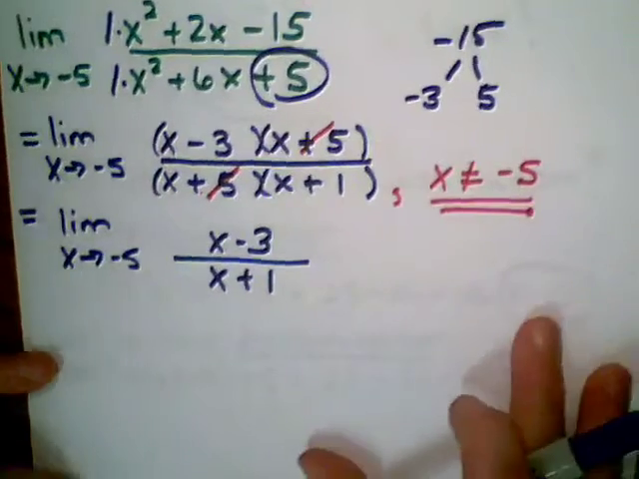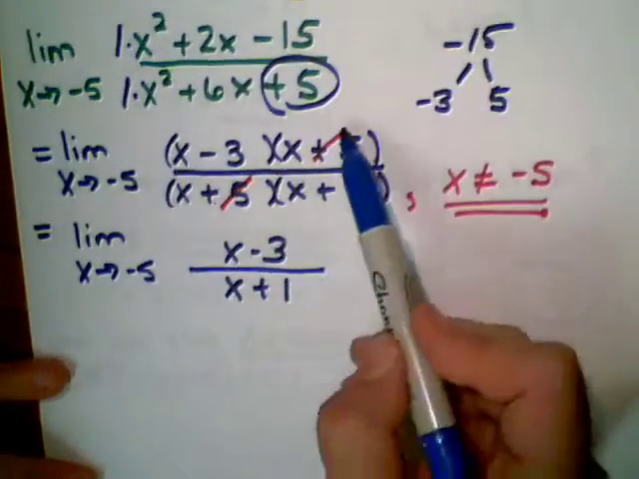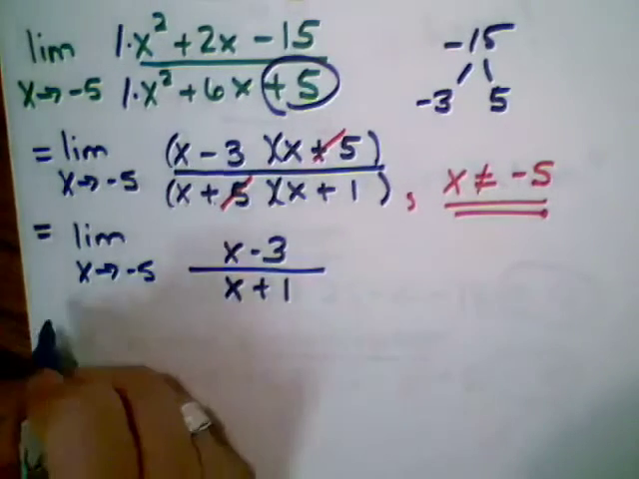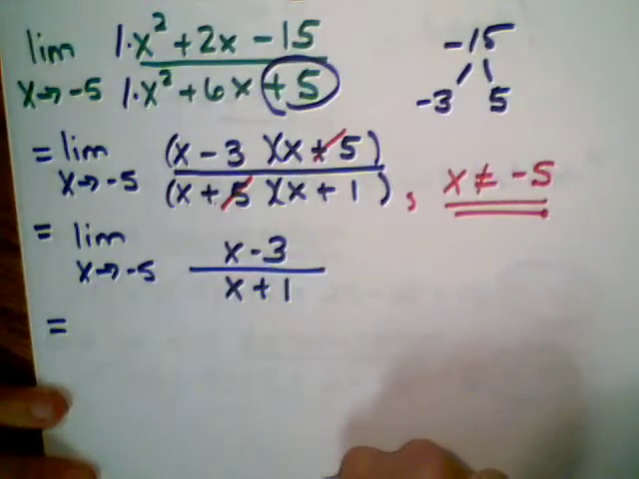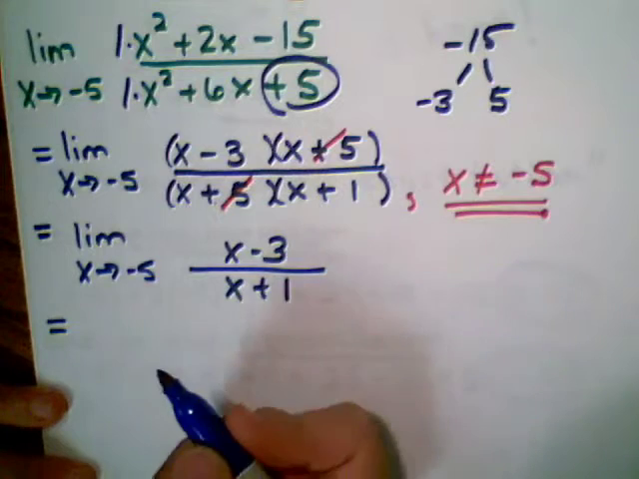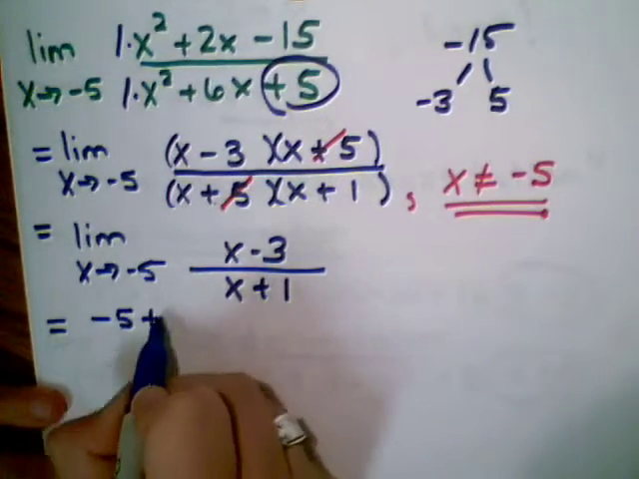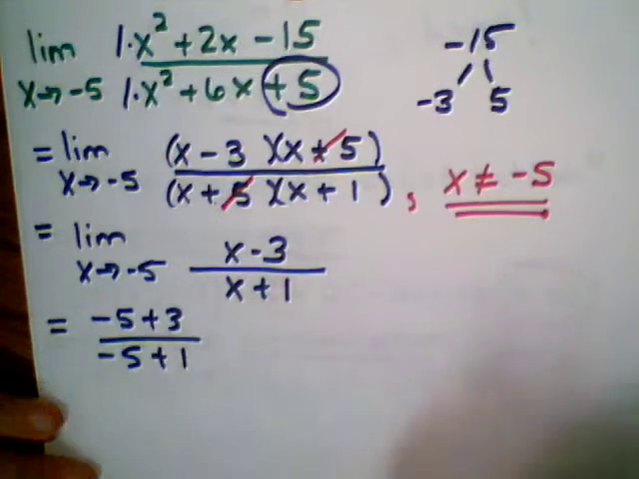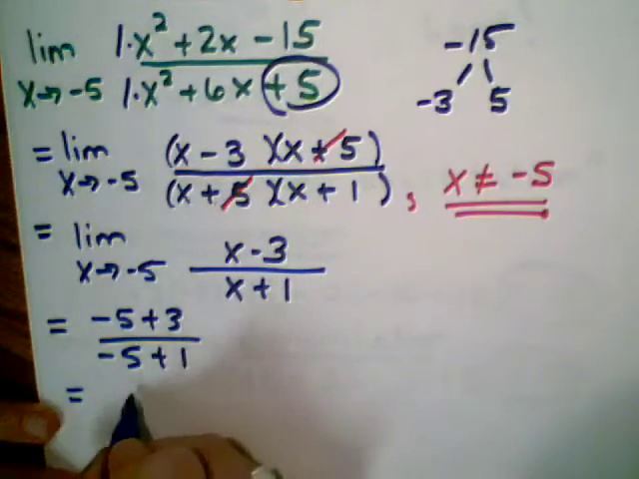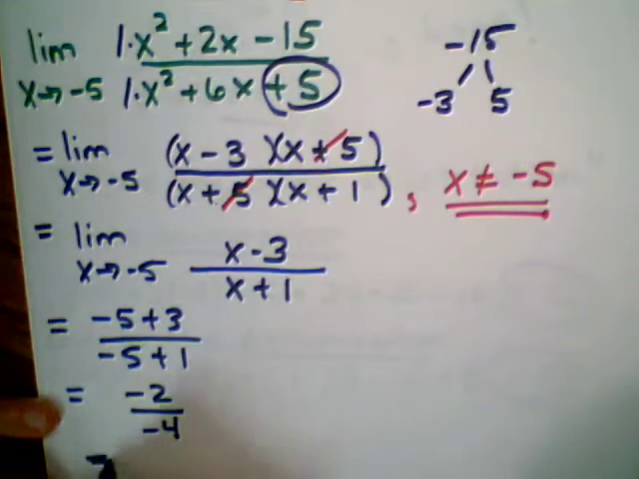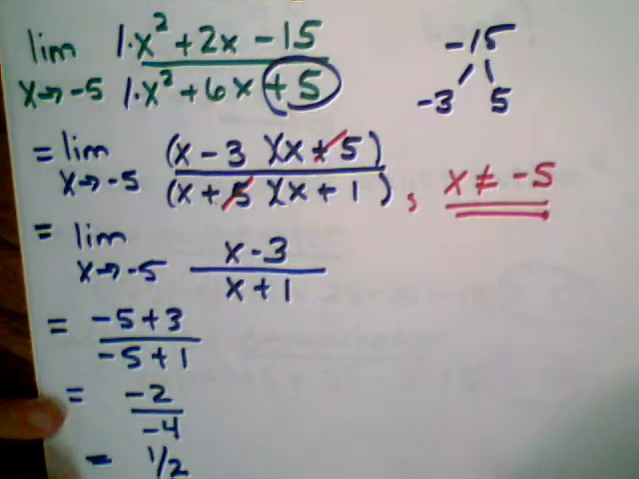Suffice it to say, you can cancel factors if you're under the limit. So the limit has not changed value. And now I can use direct substitution. Everywhere there's an x, I'll replace it with a -5. I will simplify the top, simplify the bottom, and it looks like the limit does exist and has a value of 1/2.